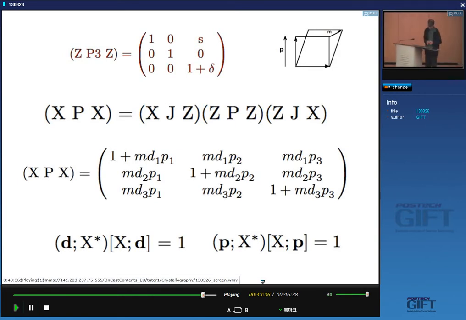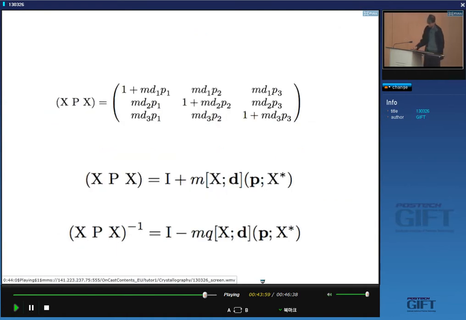Now, this is simply saying that the magnitude of D is 1 in this equation here, okay? Because if I take a dot product of D with D, then I should get a 1, and similarly, the plane normal is expressed as a unit plane normal. So this is the dot product between P and P.